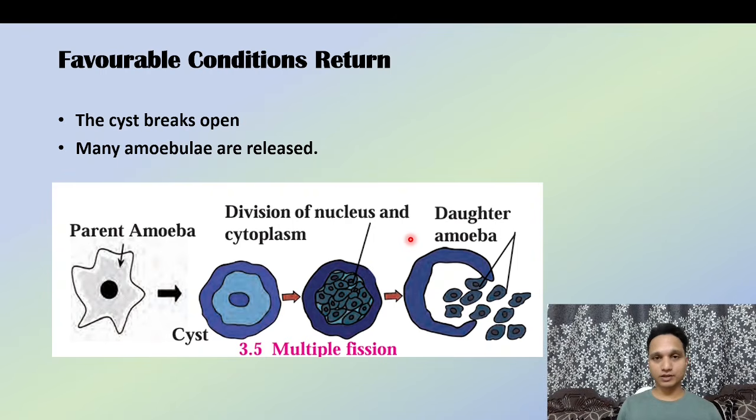through multiple fission. In this, what happens? It reproduces many amoebae in a very short period of time, and it saves them inside the cyst. So even if the temperature is high outside, this cyst is protecting these many amoebae. Whenever the favorable conditions come back, they will immediately break open the cyst, and many amoebae will restore the population of amoeba in the environment.